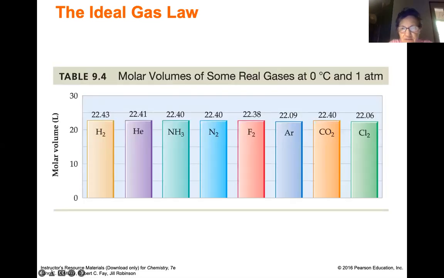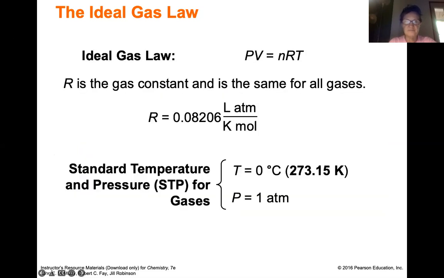So here are molar volumes of some real gases at 0 degrees and 1 atmosphere. Notice that they're all almost exactly the same. So what we'll discover is that the properties of gases are really independent of what type of molecules we have. So each of these is about 22 liters for a mole of each of these gases when they're all at the same temperature and pressure, 0 degrees Celsius and 1 atm.